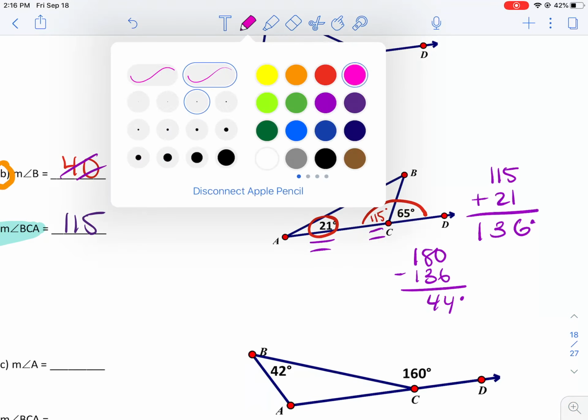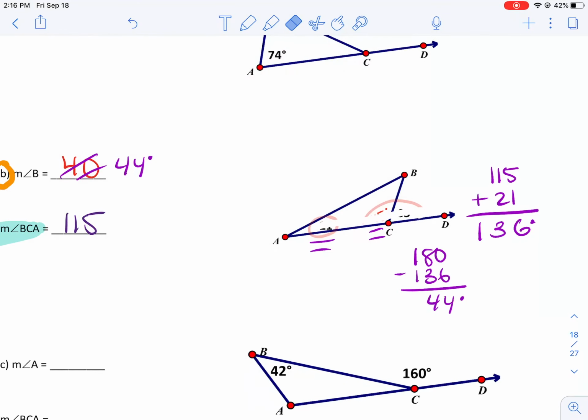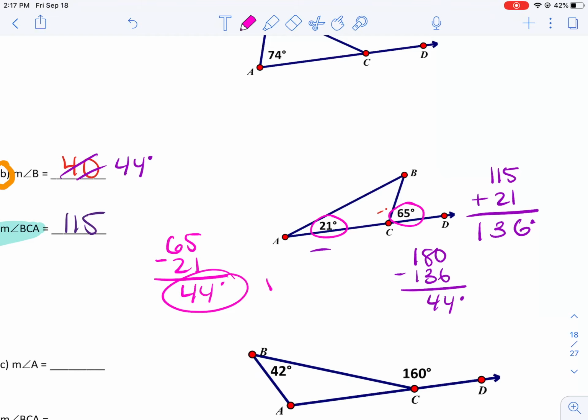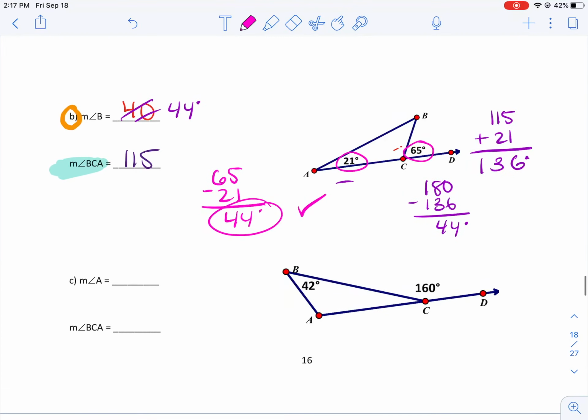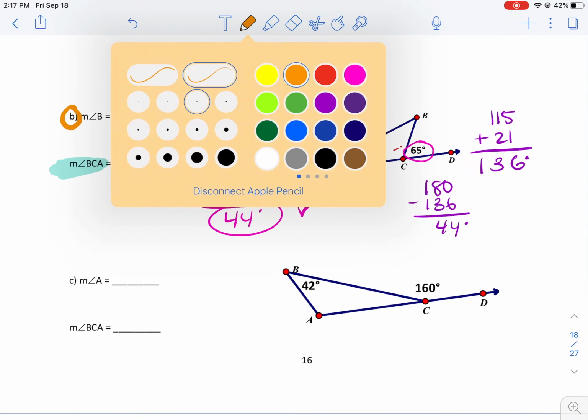And then let's just double check. If I go over here and I do my exterior angle, if I do 65, I take away 21, that should also give me 44 degrees. Yes, awesome. Okay, so let's try one last one, and I promise I will try to get this right.